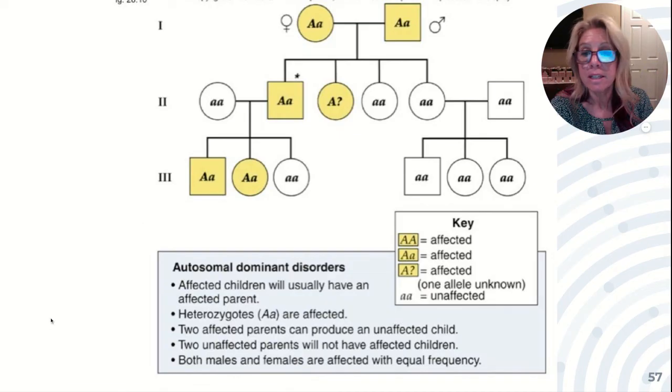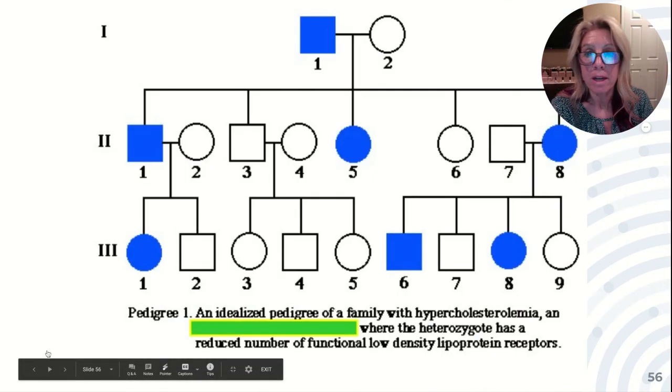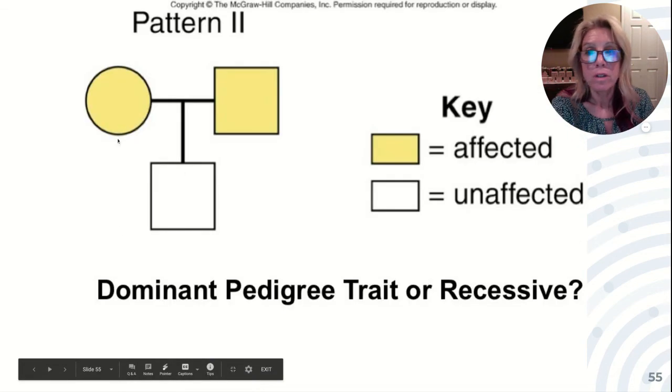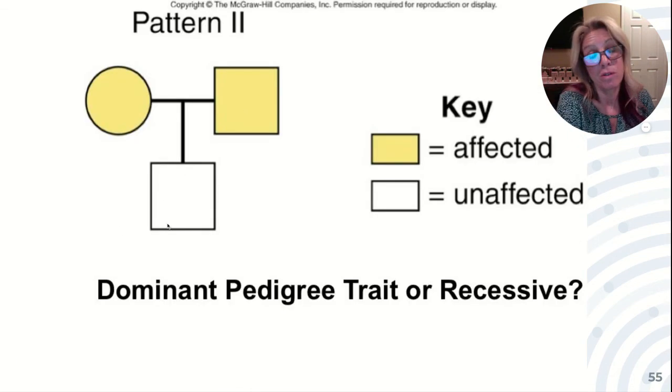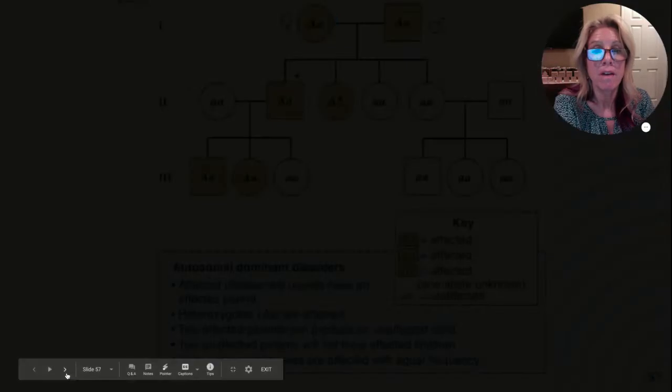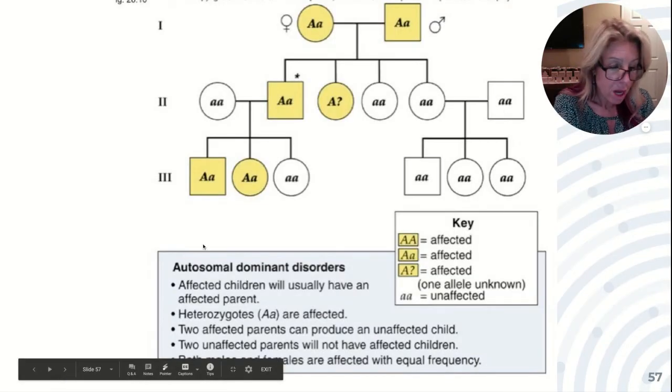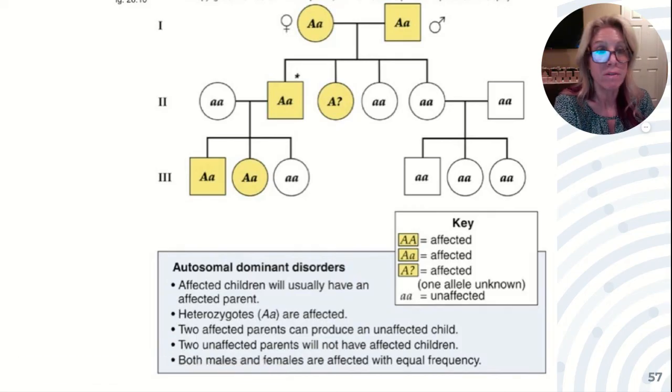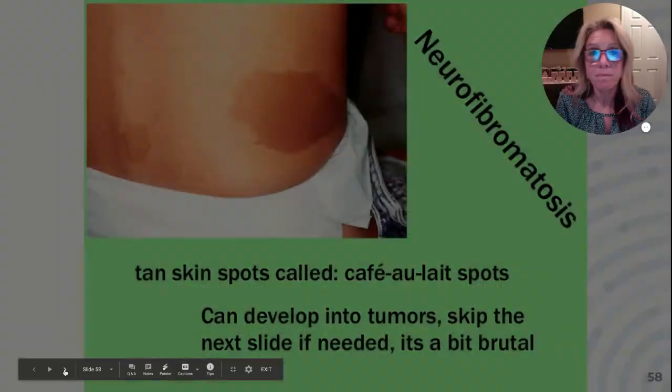2 affected parents can produce an unaffected child, right? So in this case that I was looking at, let's go back here, 2 affected parents could produce a child that's unaffected. There's only a 25% chance, but it could happen if they're both carriers for a good copy of that allele. And 2 unaffected parents will not have an affected child ever. And then I'm giving you some examples of those.